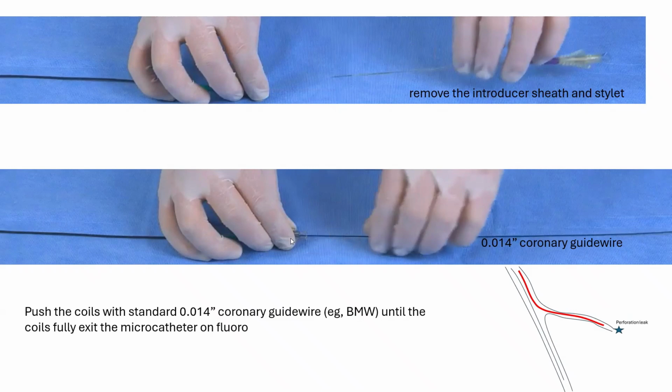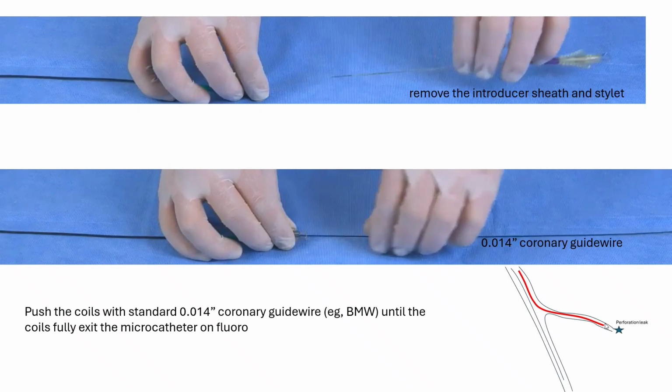And now you just push those coils that are in your Fine Cross microcatheter. You push them using a standard workhorse 0.14-inch coronary guide wire. Use the soft tip of that coronary wire to push the coils, not the risky back end. So you push them with your coronary guide wire, and you see them on the X-ray exiting the microcatheter.